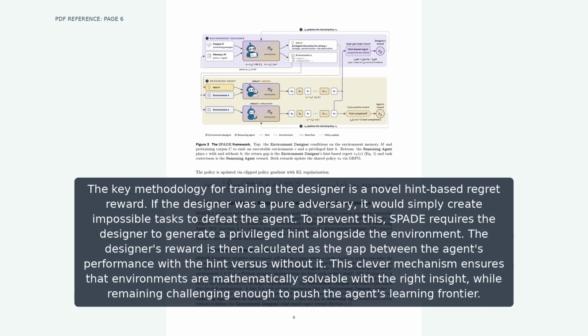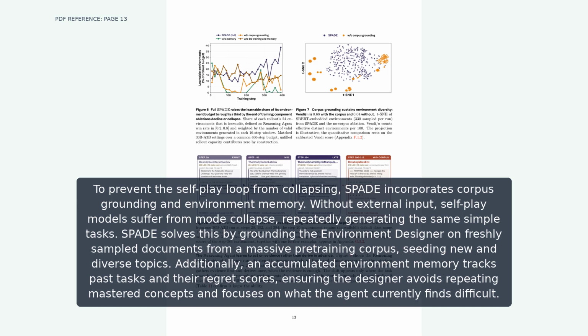agent's learning frontier. To prevent the self-play loop from collapsing, SPADE incorporates corpus grounding and environment memory. Without external input, self-play models suffer from mode collapse, repeatedly generating the same simple tasks. SPADE solves this by grounding the environment designer on freshly sampled documents from a massive pre-training corpus, seeding new and diverse topics. Additionally, an accumulated environment memory tracks past tasks and their regret scores, ensuring the designer avoids repeating mastered concepts and focuses on what the agent currently finds difficult.